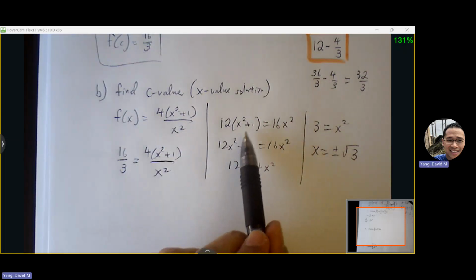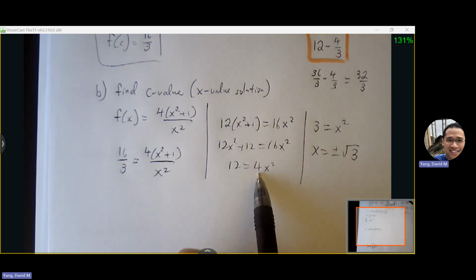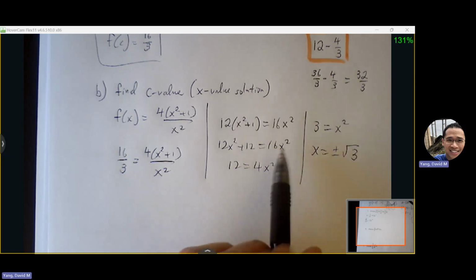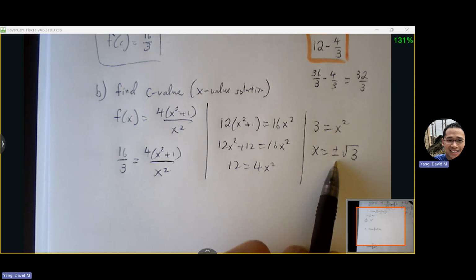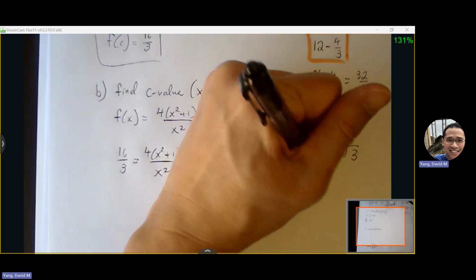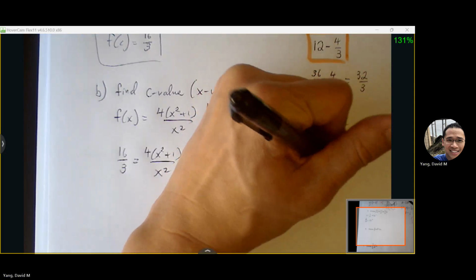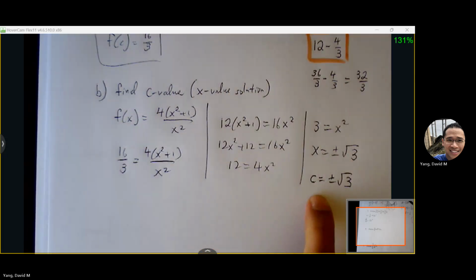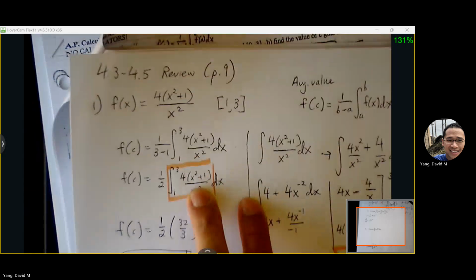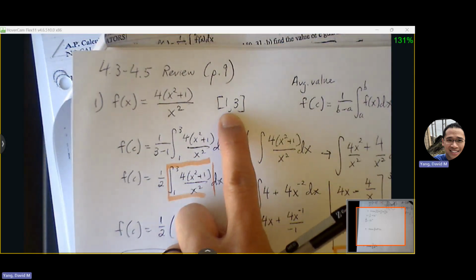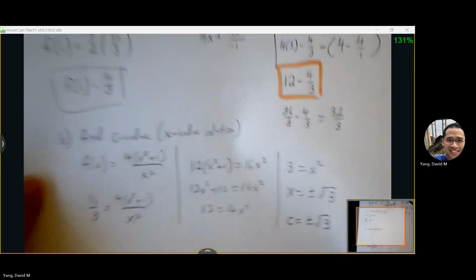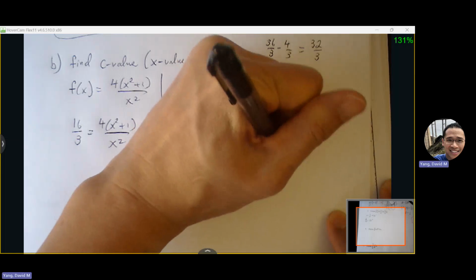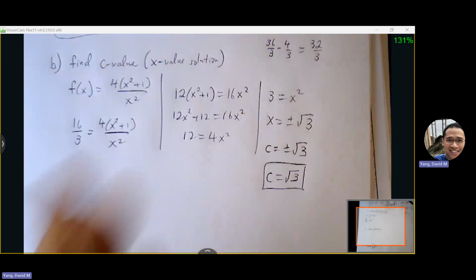After I cross multiplied, I distributed the 12 through. I added like terms, divided by 4, take the square root, plus or minus root 3. But are both of these valid C values? Where do we need the C value to live? Between, right? Between the interval. So the only C value we can keep is what? Root 3, right? Since negative root 3 is outside of our range.